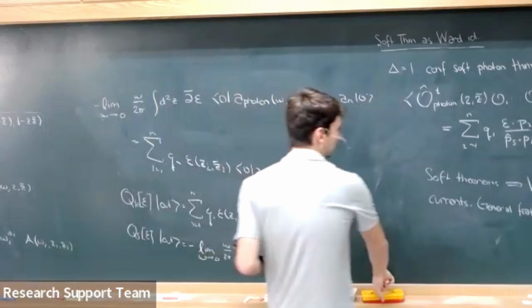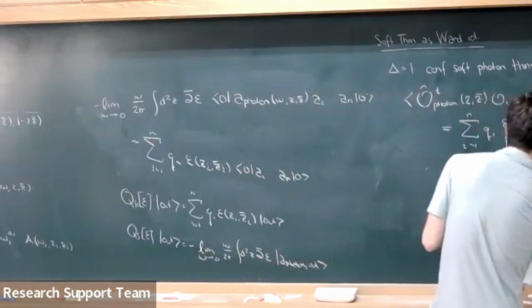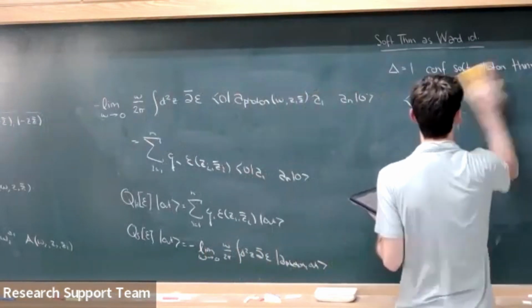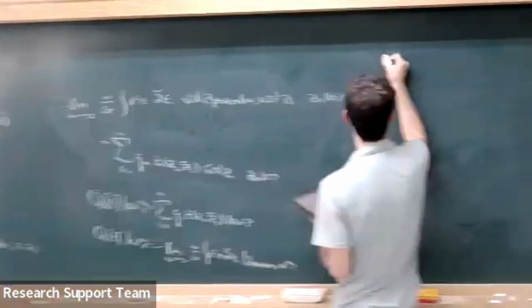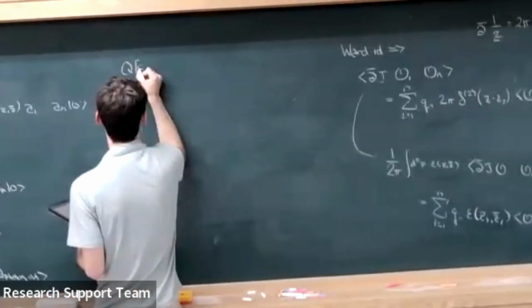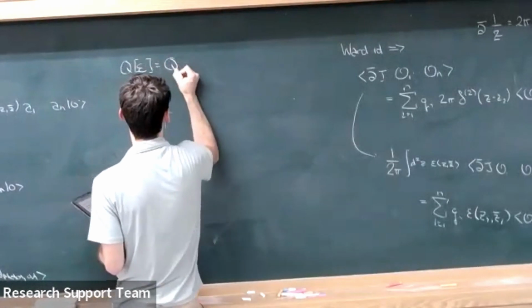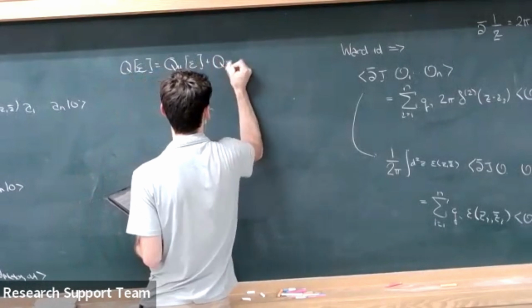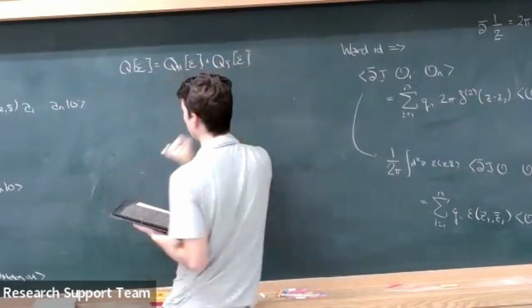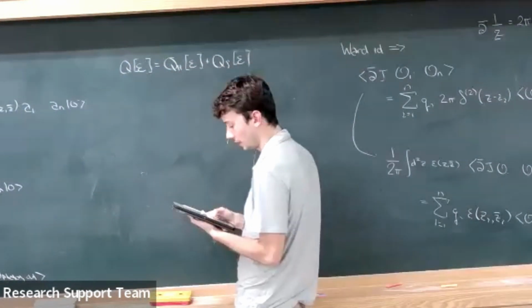And now we turn to this infinitely many conservation laws story. I may define the conserved charge Q epsilon just to be the sum of the hard charge and the soft charge. So again, these are all things I'm free to do.